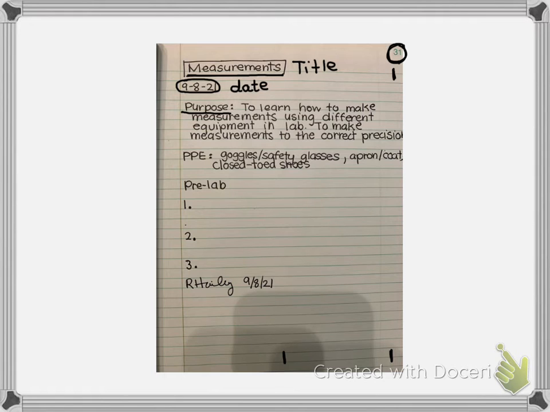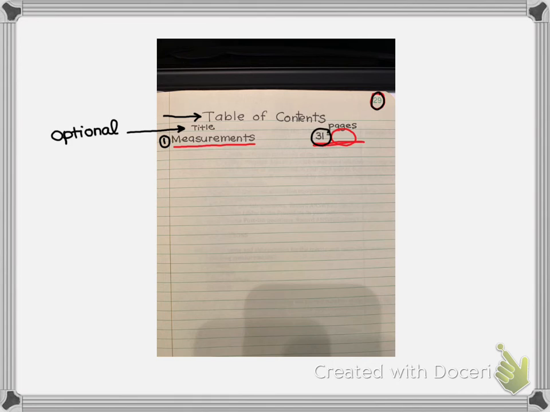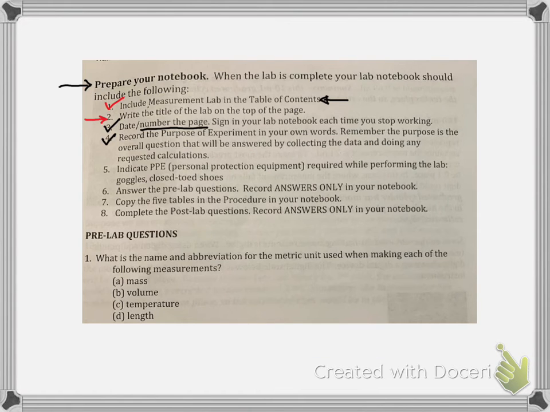Notice I could maybe add a little more specific, but it doesn't have to be specific. It's the overall idea. If there's a question we're trying to answer, like maybe in the density lab, we're trying to calculate density, maybe that's what I would put there. So that's the purpose. And then number 5 says indicate the PPE.